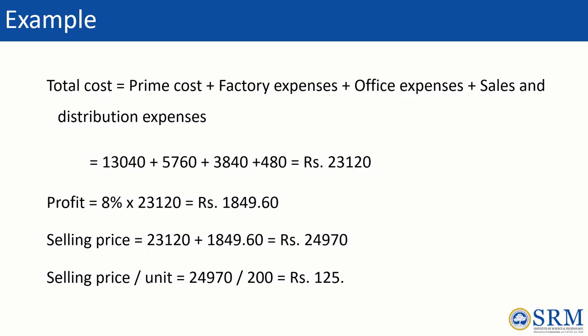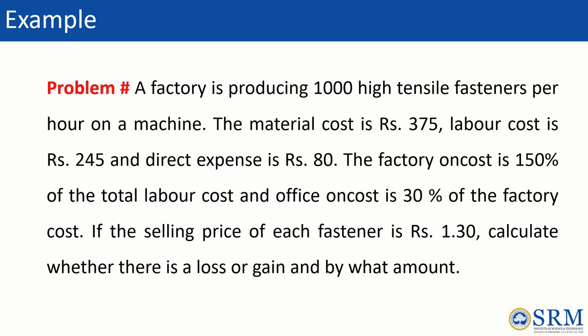Adding this profit to our total cost gives a batch selling price of rupees 24,970. So dividing by our total production batch of 200 pieces shows that the final selling price per unit is rupees 125. Okay, hope you understand this problem, which is direct substitution of all the data which is given as per the problem statement.